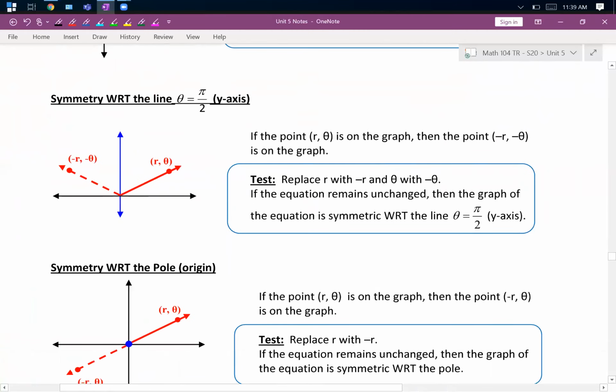The next type of symmetry is symmetry with respect to the line theta equals pi over 2. This is the same as symmetry with respect to the y-axis, because the line theta equals pi over 2 coincides with our y-axis. It's a little bit trickier, right? If the point (r, theta) is on the graph, then the point (negative r, negative theta) is also on the graph.